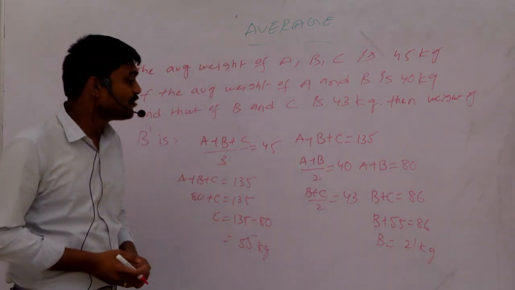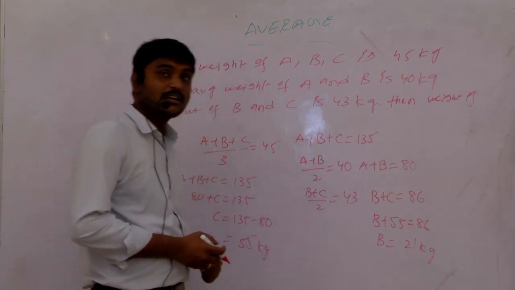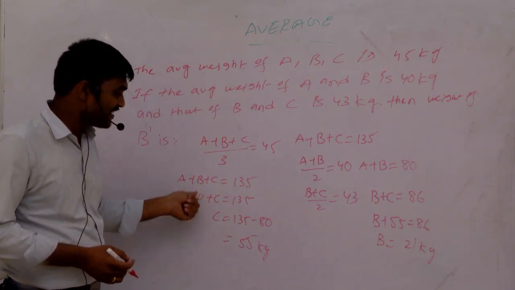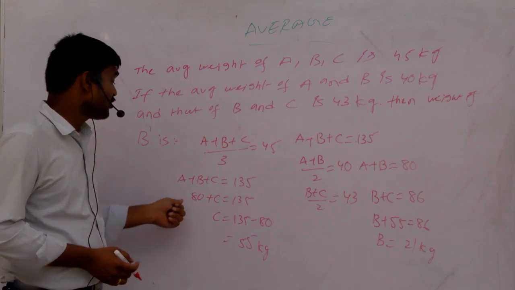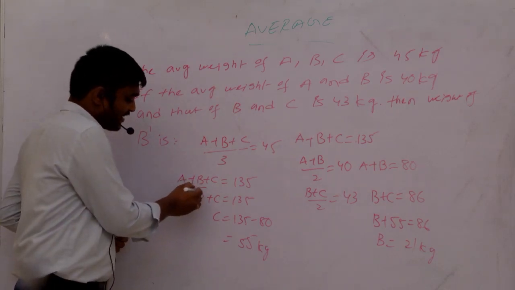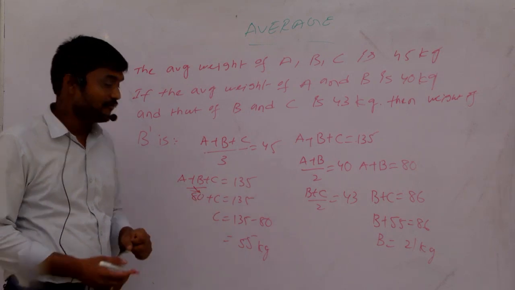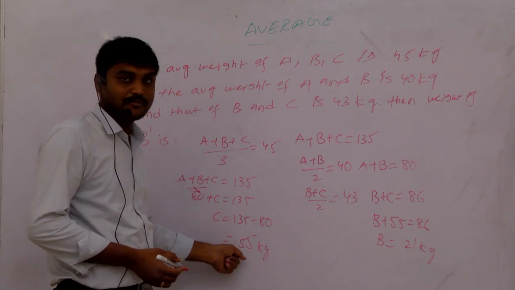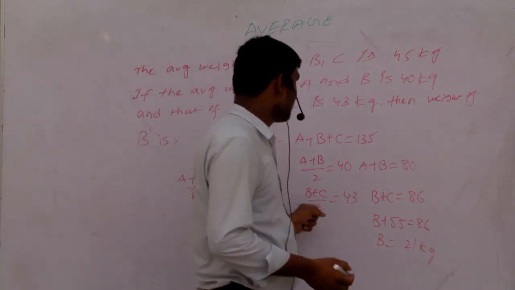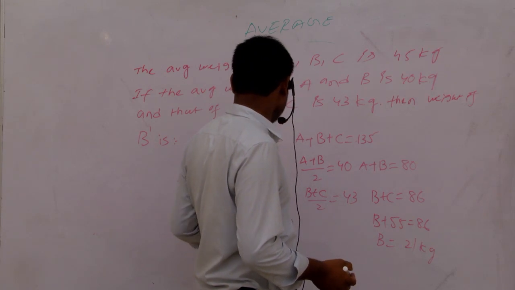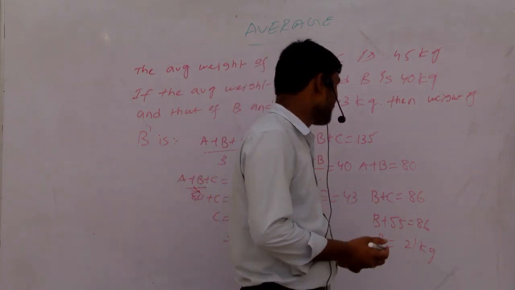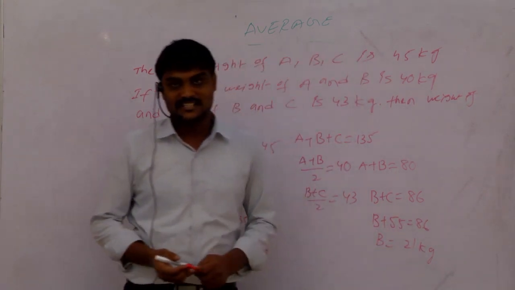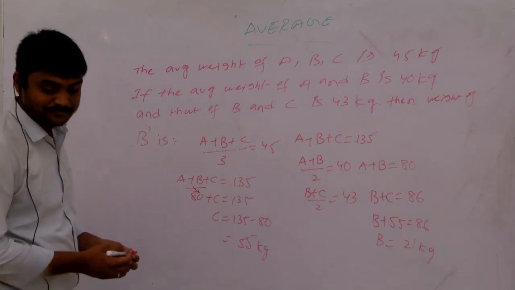So B plus C equal to 86. Substitute A plus B is 80 in the equation: 80 plus C equal to 135. So C equals 135 minus 80, that is 55 kg. Then substitute this C's value in the equation: B plus 55 equal to 86. So B's weight is 31 kg. So then next problem.